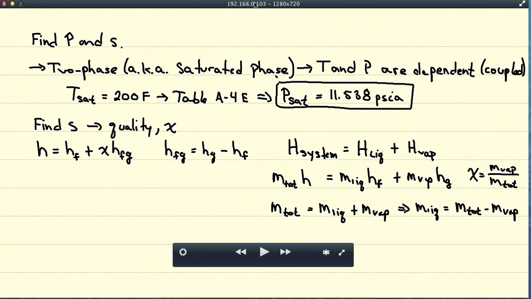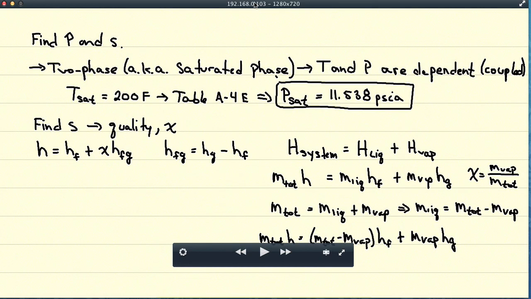Okay, so if I rewrite my total enthalpy equation, I have M total times H is equal to (M total minus M vapor) times HF plus mass of vapor times Hg. Now I can go ahead and divide through by the mass of vapor.